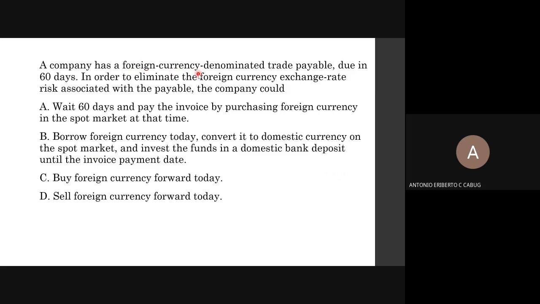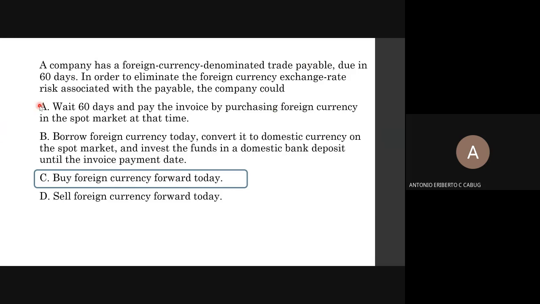A company has a foreign currency denominated trade due in 60 days. So 60 days from now, kailangan niya ng foreign currency. So in order to eliminate the foreign currency exchange rate risk associated with the payable, naturally, the company would just have to buy the foreign currency forward today. No? Kung bibili siya ng foreign currency forward ngayon, naka-fix na yung exchange rate. Although yung exchange mangyayari 60 days from now, bibili siya ng foreign currency. Bakit siya bibili? Gagamitin niya pambayad. Kung may babayarin kang sa future in foreign currency, you have to buy foreign currency. Kung may matatanggap ka na foreign currency, natural ibabenta mo yon. Okay? Very good, everyone. The answer is simply C.